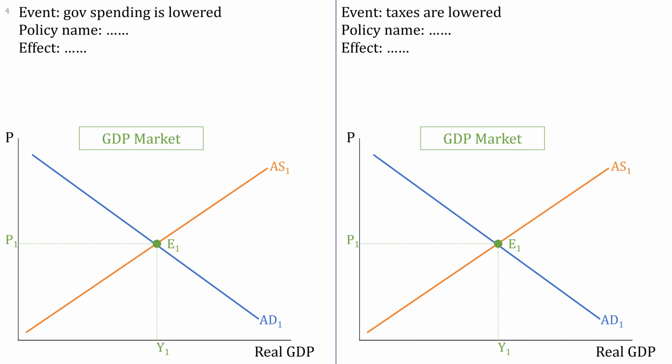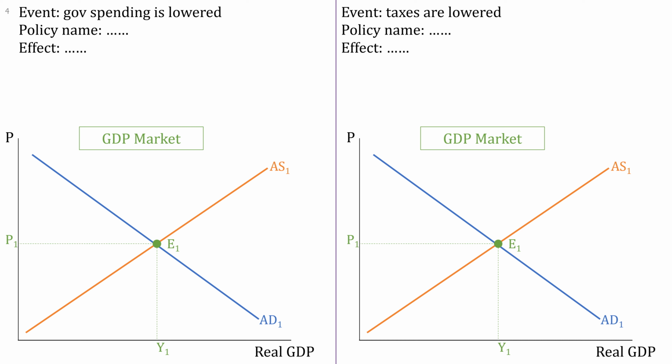You should be able to show graphically how each of these events would influence the economy. In the first case, we have government spending lowered. And in the second case, we have taxes lowered. First of all, start by the policy name. Which type is it? Is it expansionary or contractionary? And the effect of it.